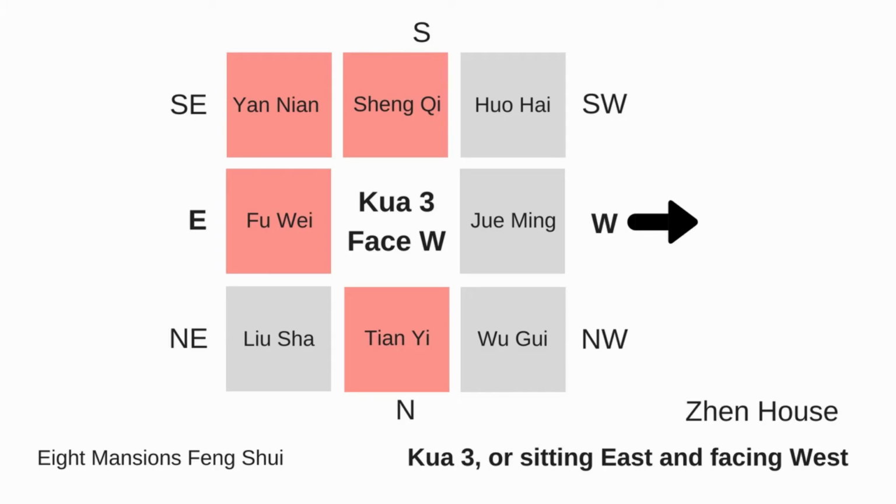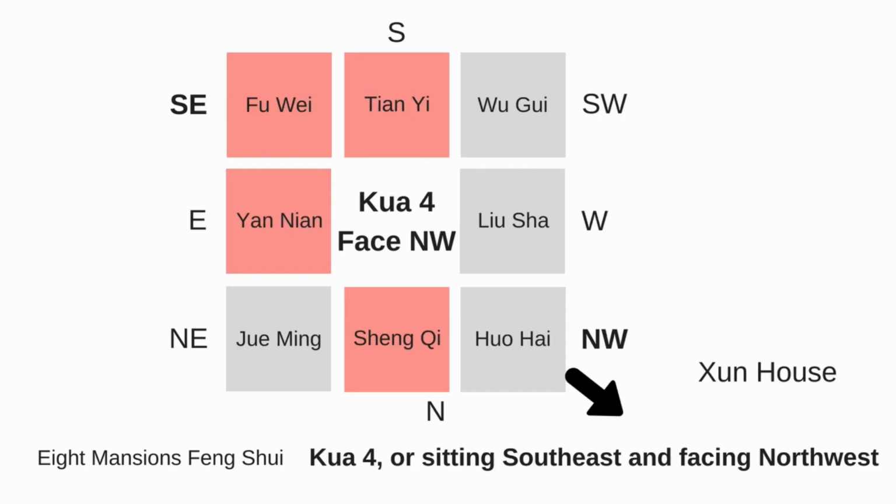This chart is for Life Gua number 3 or the Zhen house. That's a house sitting in the east and facing the west. You can see the location of the 4 lucky directions and the 4 unlucky directions. The fourth chart is for Life Gua number 4 or the Shen house. That means the house sitting southeast and facing the northwest.